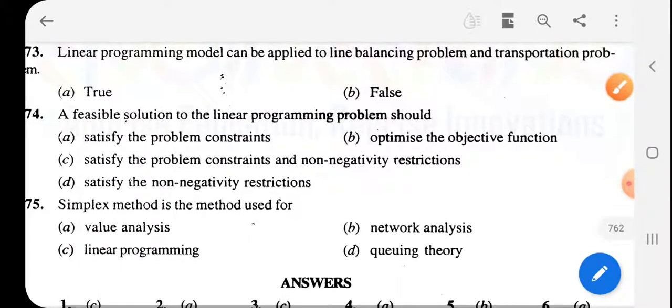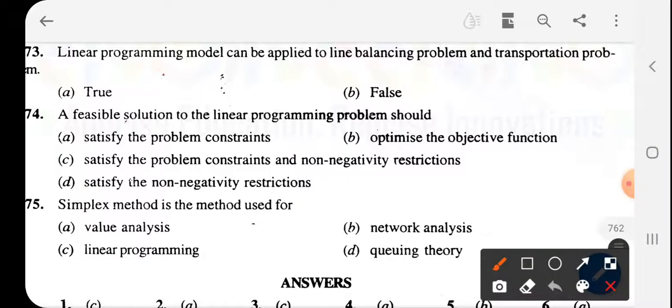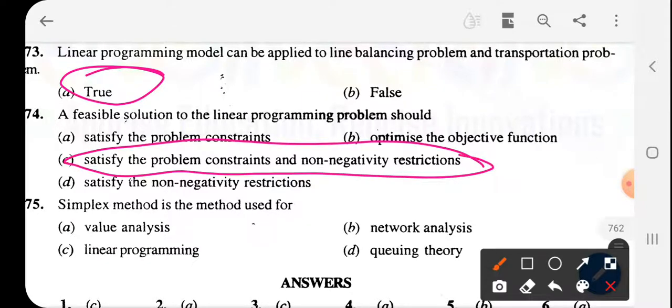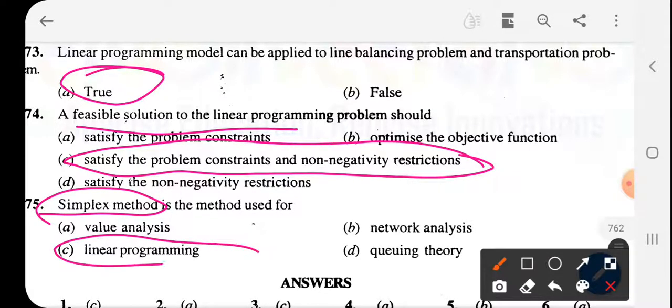Linear programming model can be applied to the balancing problem and transportation problem. That is the correct statement. 173 is true. 174. A feasible solution to a linear programming problem should satisfy the problem constraints and non-negative restrictions. That is called a feasible solution. Simplex method is used for, important question, simplex method, linear programming.